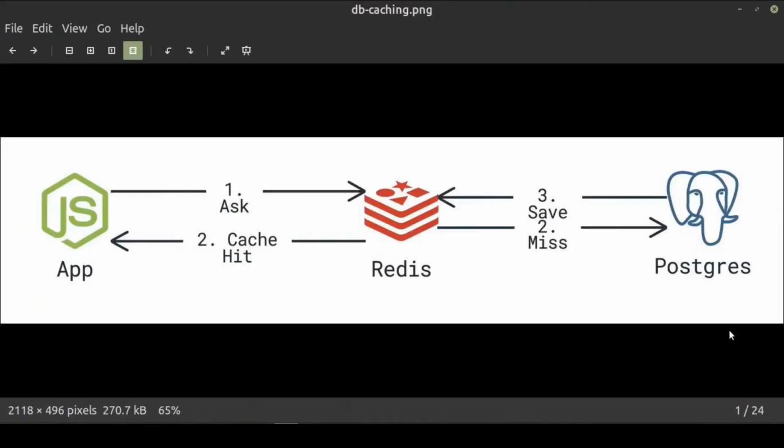So what is Redis? Redis is an in-memory data store. Everything it holds lives inside RAM, the primary memory, and not the disk. And this is precisely why it is this fast.